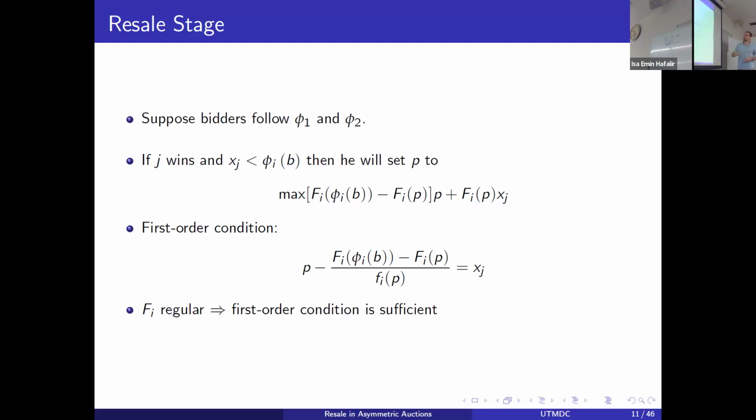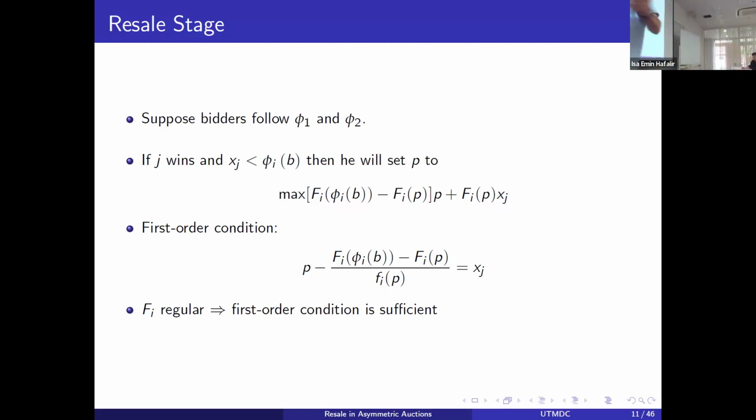All right. So this is my maximization problem. F_I of phi I of B minus F_I of P. This is the probability that the price is accepted times the price, plus the probability that the price will be rejected, times XJ. So here I said something wrong there, but you understand it now. Sorry, what was XJ? XJ is the value of bidder J. Oh, yeah, and since B is already a sunk cost, I ignore it, right?